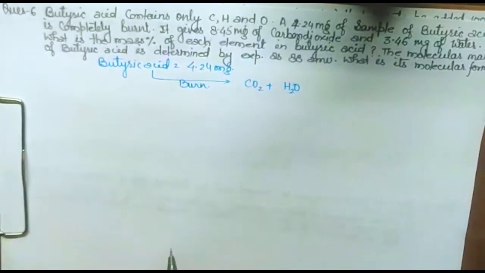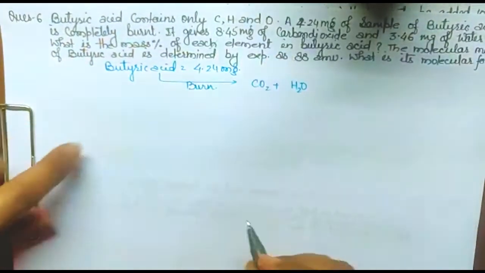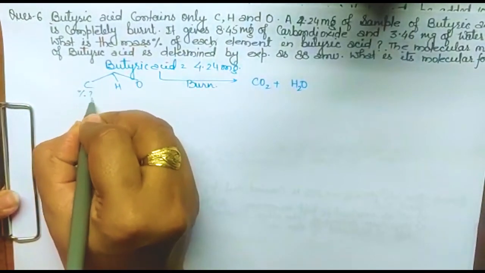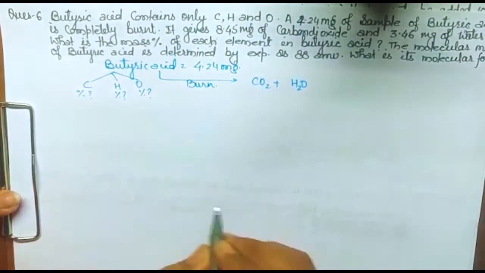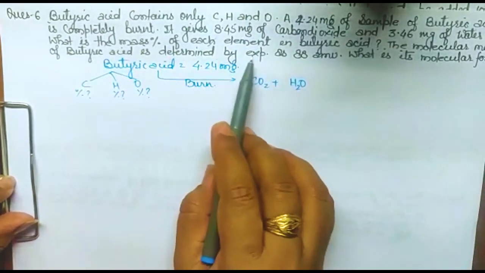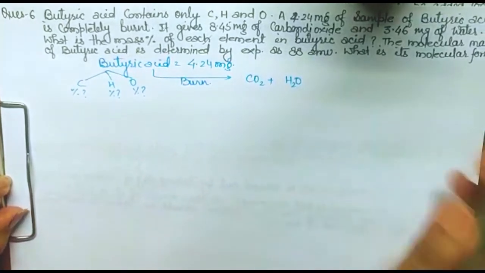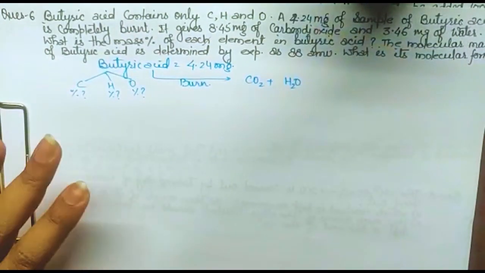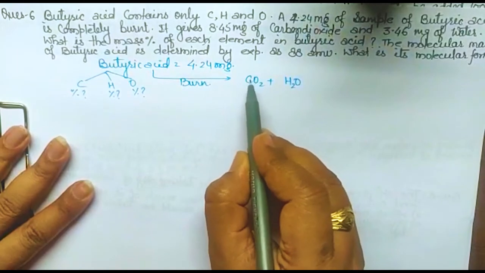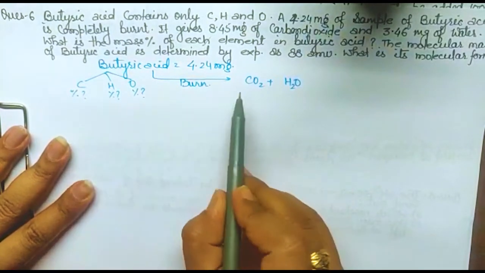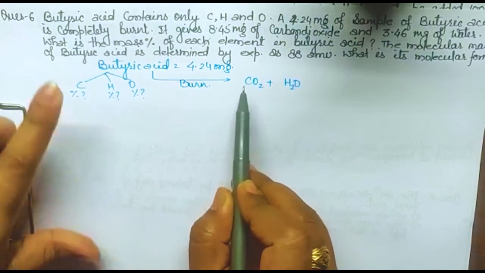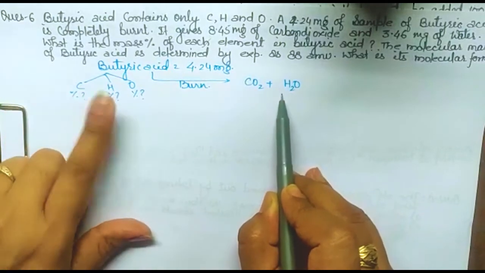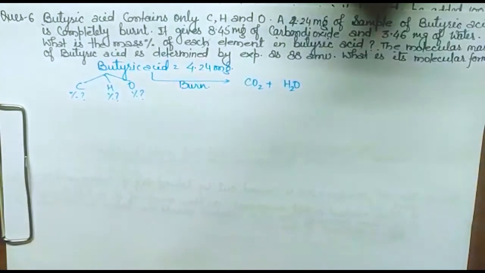Now what is the mass percentage of each element in this? Carbon, hydrogen and oxygen are there. We have to find the percentage of each. The molecular mass of butyric acid is determined by experiment as 88 AMU. So what is the molecular formula? It seems difficult, but it is very easy. The carbon dioxide, where is it coming from? Obviously from this carbon only. So whatever carbon is present over here is from this, isn't it? Similarly, the hydrogen over here is coming from this, isn't it? Clear? So let's check this.